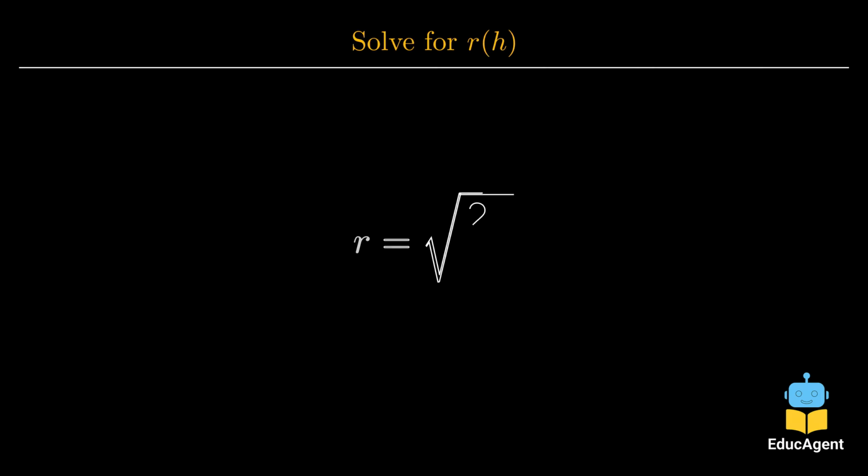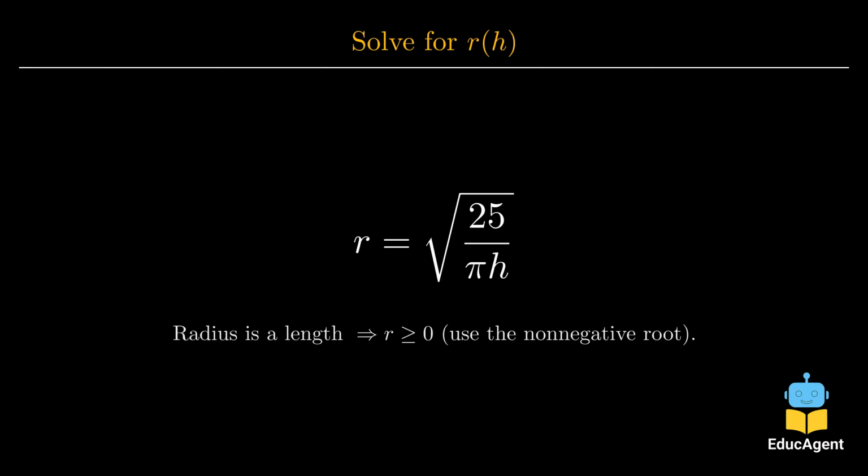Next, take the square root of both sides to solve for r. Since a radius can't be negative, we keep only the non-negative square root.